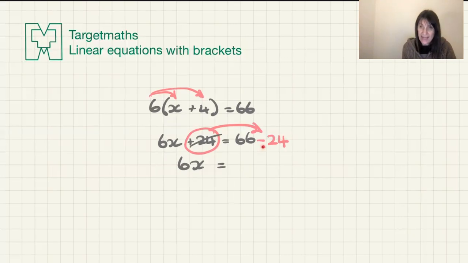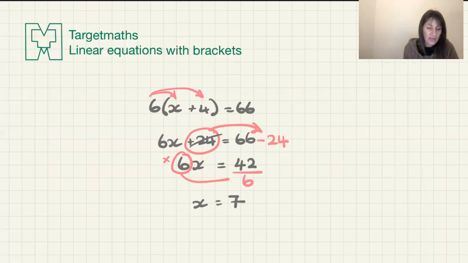Remember to always land with your opposite sign. So if you haven't spotted, that's what I'm doing. Really important. And then 66 take away 24 is 42. I'm going to move the 6, which is a times, to land as a divide. And x is equal to 7. How many 6s in 42? 7.